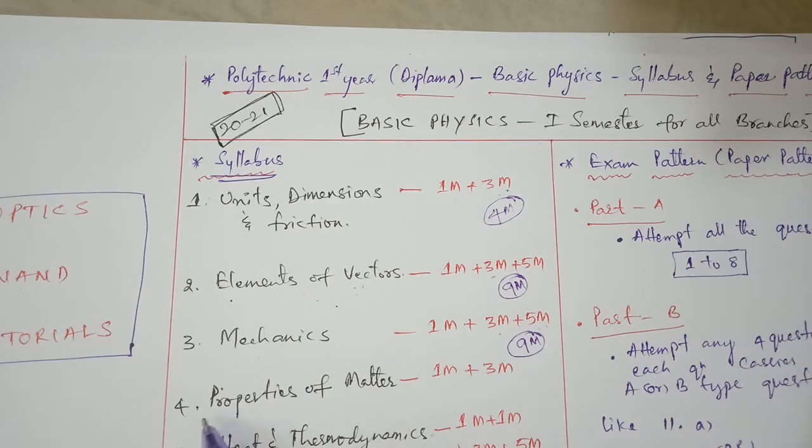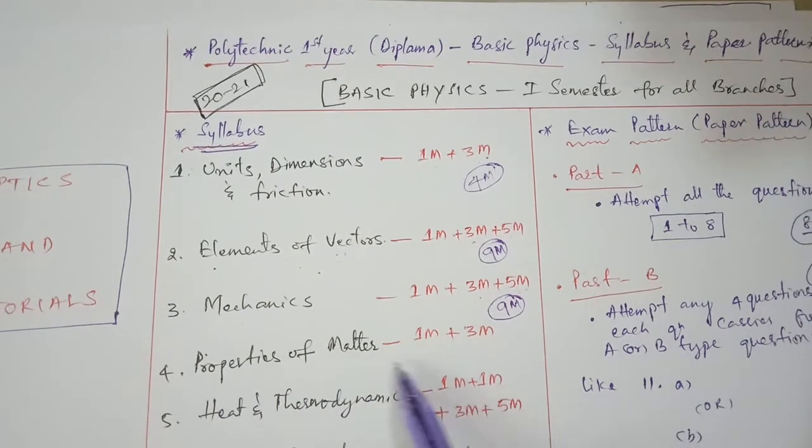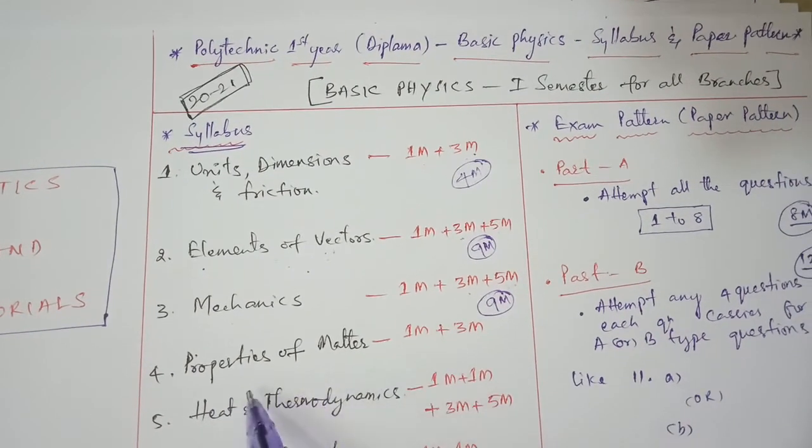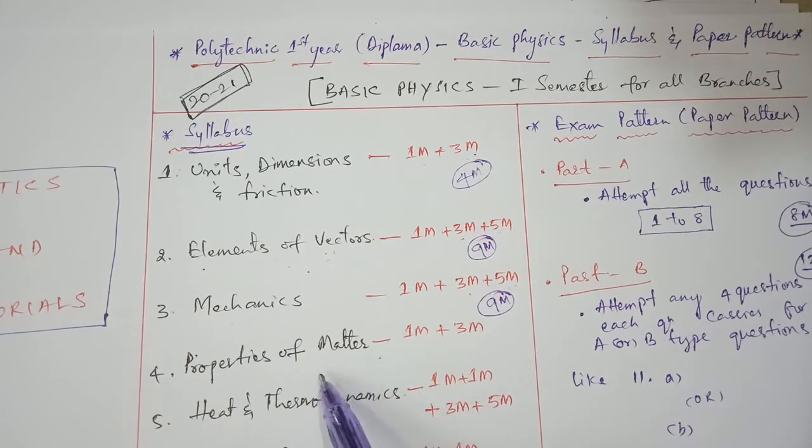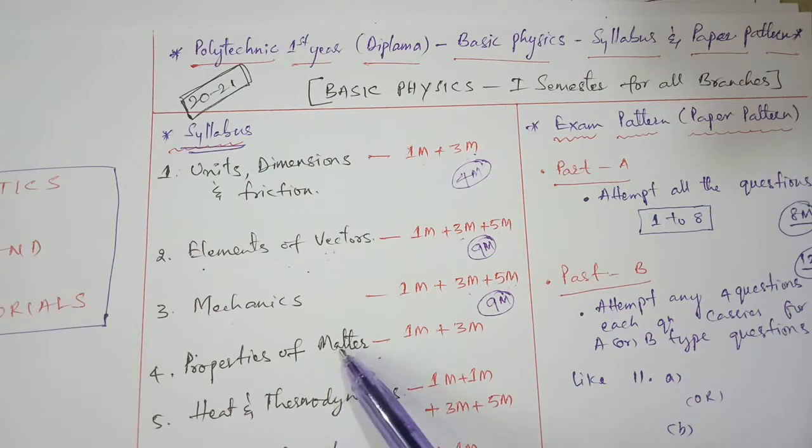And if you see the fourth chapter, that is properties of matter, okay. In which we will discuss what stress is, what strain is, what elasticity is, what strain energy is, and the behavior of wire. Also Young's modulus, bulk modulus, rigidity modulus, and thermal properties of matter.